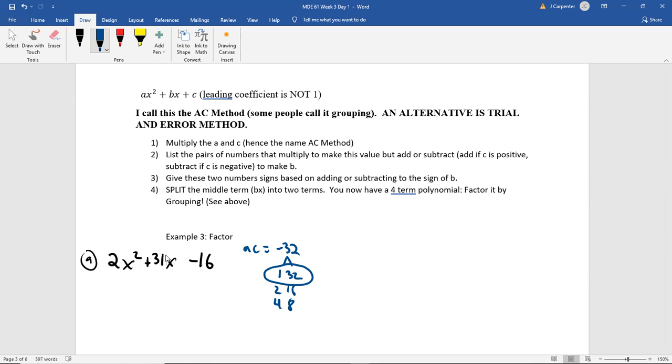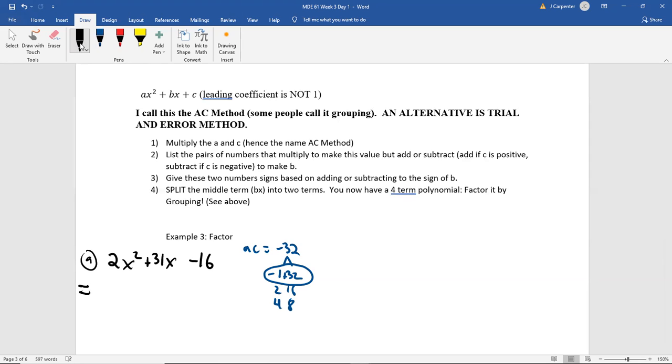But we have to, step 3, give these two numbers signs to make sure they combine to make a positive 31, not a negative 31. So the bigger number has to be positive, the smaller needs to be negative. They have to be opposites because we're multiplying to make a negative. If they're multiplying to make a positive, they'd be the same sign. Those sign rules will really help you out here.